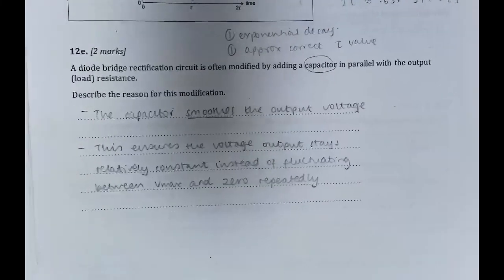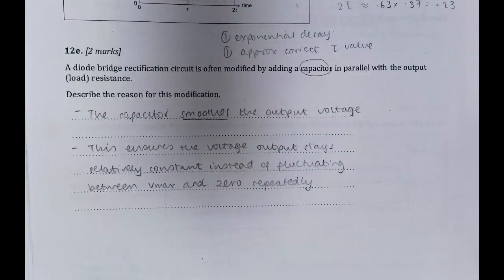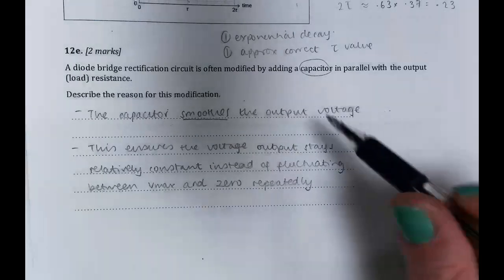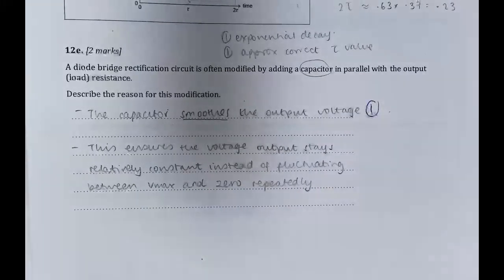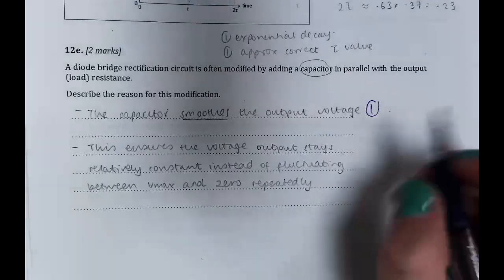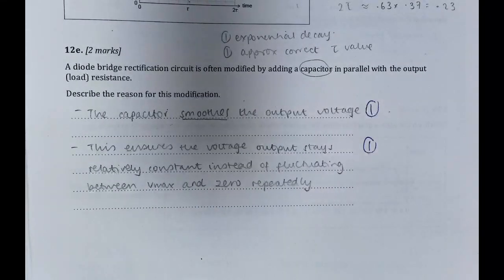In 12E, a diode bridge rectification circuit is often modified by adding a capacitor in parallel with the output load resistance. Describe the reason. Lots of you only got 1 out of 2 here, because you really just talked about the smoothing. So the capacitor smooths the output voltage, 1 mark. Why is that helpful is the 2nd mark. This ensures that the voltage output stays relatively constant instead of fluctuating between Vmax and 0 repeatedly in an AC supply. So you can just pause that and add that in if you didn't get it.